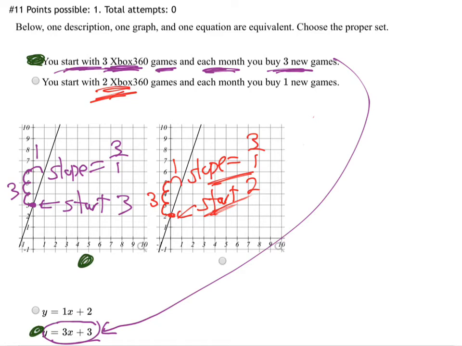So we have one set of words, it's the top, one graph, it's the left, and one equation that all three go together. It confused me because the red words and the red equation at the bottom do go together, but the red graph does not fit with them. So there we go. Those three go together.